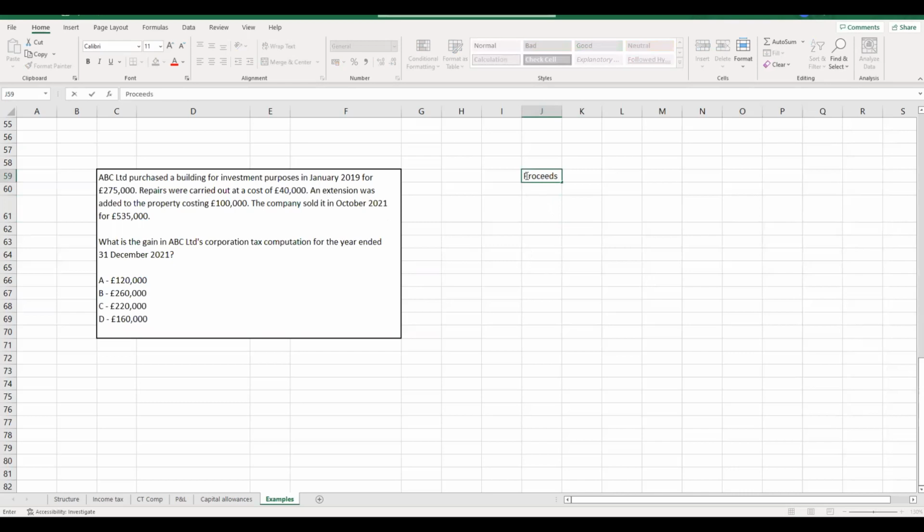So, of course, what we first of all need to do is to pick up the proceeds from the question. We can see that we were given that in the final sentence, the 535. It's then a case of asking ourselves, what's going to be going against those proceeds as a deduction? Well, the first thing we know is we're going to have less the cost of the asset. So therefore, it's going to be the 275.